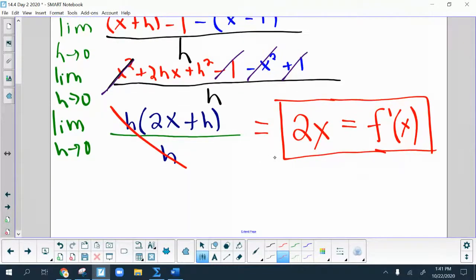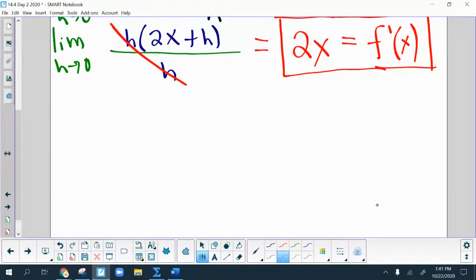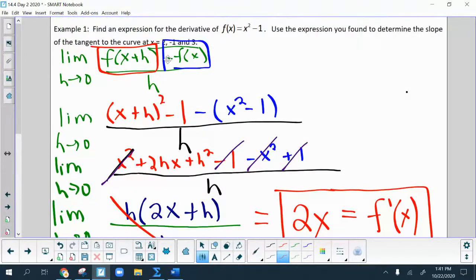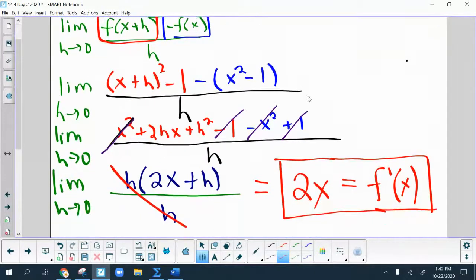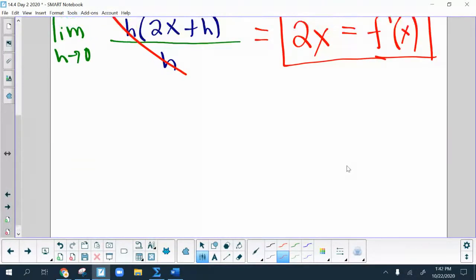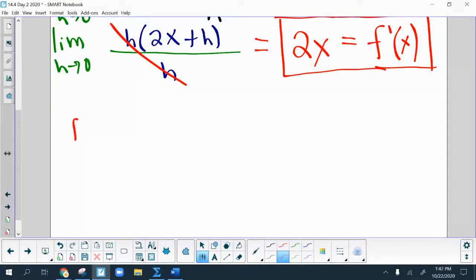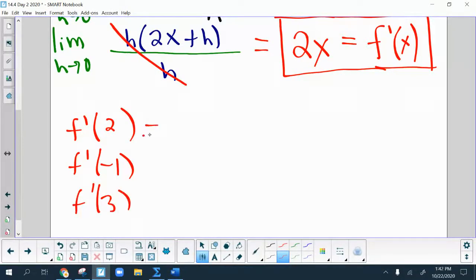Okay, well, that's great and all, but now I actually want to find the slope. And I believe the problem, let me scroll back up, wants the slope of the tangent line at 2, -1, and 3. So I'm literally going to do f prime of 2, f prime of -1, and f prime of 3. Substitute each of those in to my derivative here. So the slope of the tangent line at x equals 2 is 4. At x equals -1 is -2, and at x equals 3 is 6.